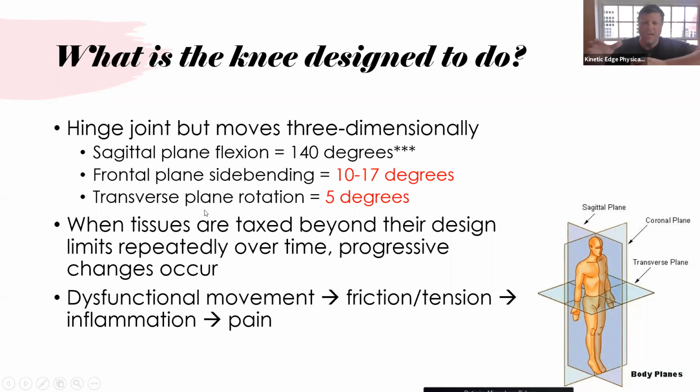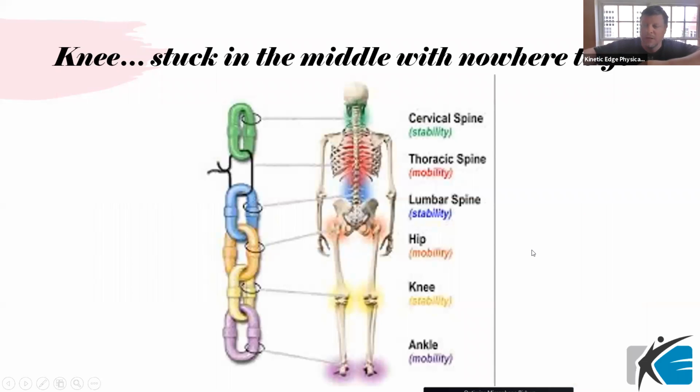And then rotation, the knee twisting just a little bit. It only moves about 5 degrees in that direction. Excessive twisting can lead to ligament damage. That would be more acute as opposed to chronic.